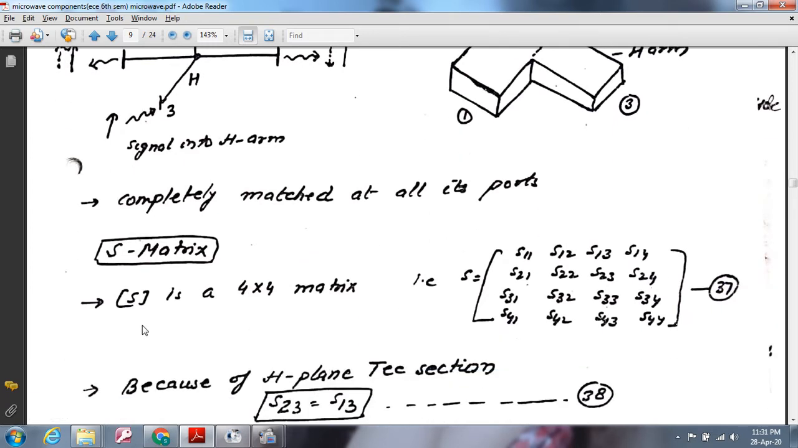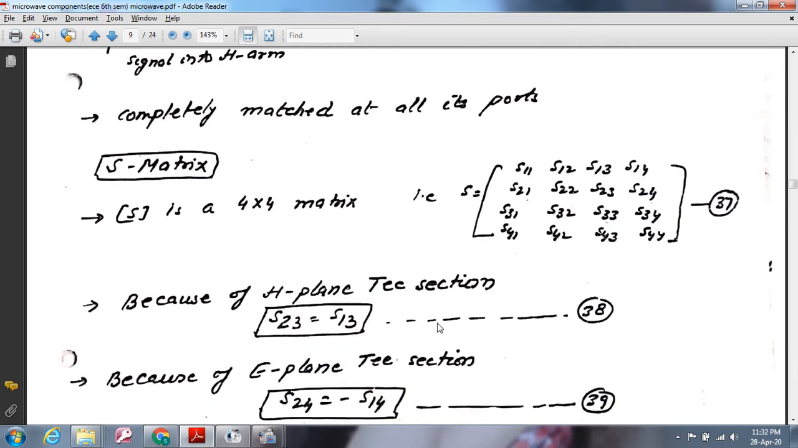Now as we are having 4 ports in the magic T, our S matrix will contain 4 into 4 elements. They can be seen in equation number 37, from S11, S12, S13, S14 up to S44. Now as we have stated, this is a combination of E and H plane T. So because of the H plane T, we are having the equation S23 equals S13. This is one of the properties of the H plane T.